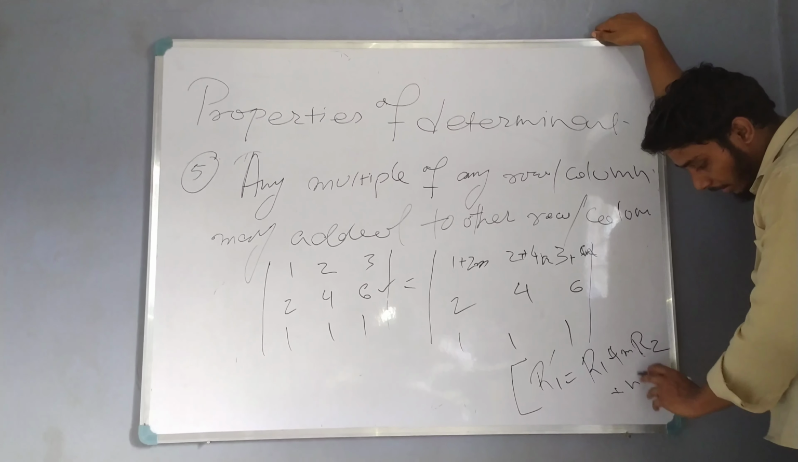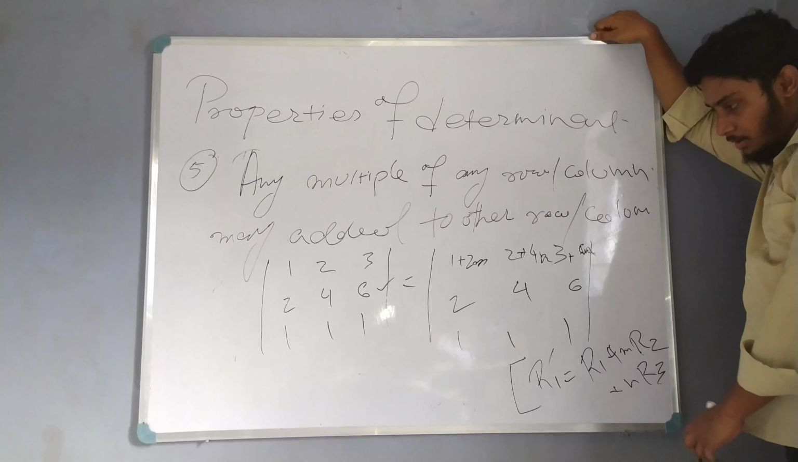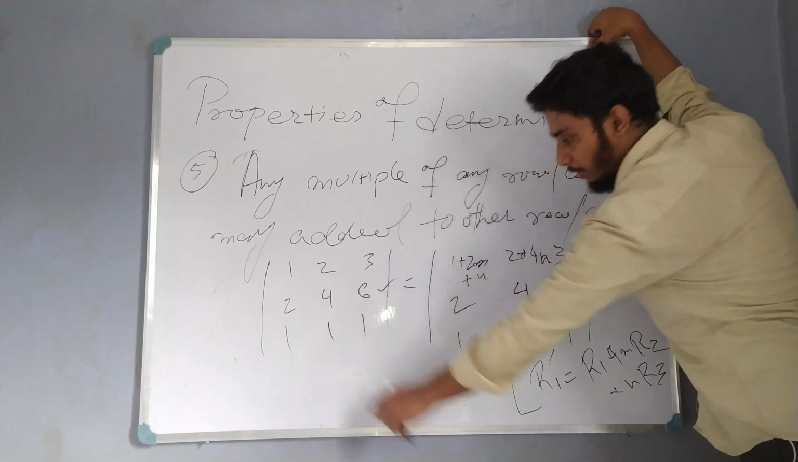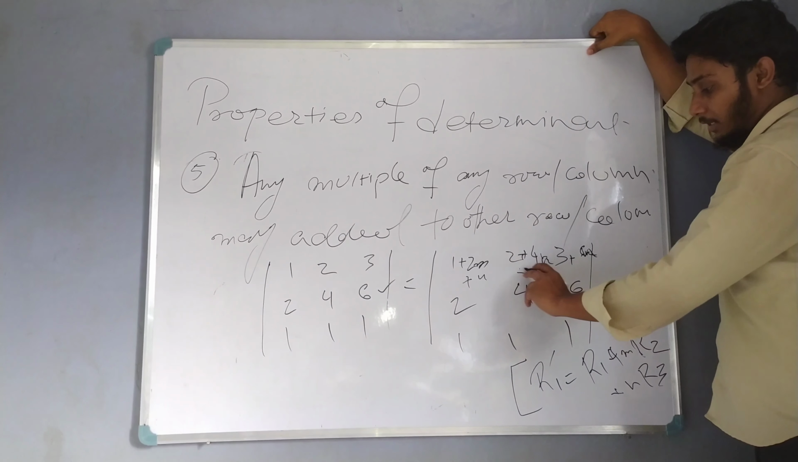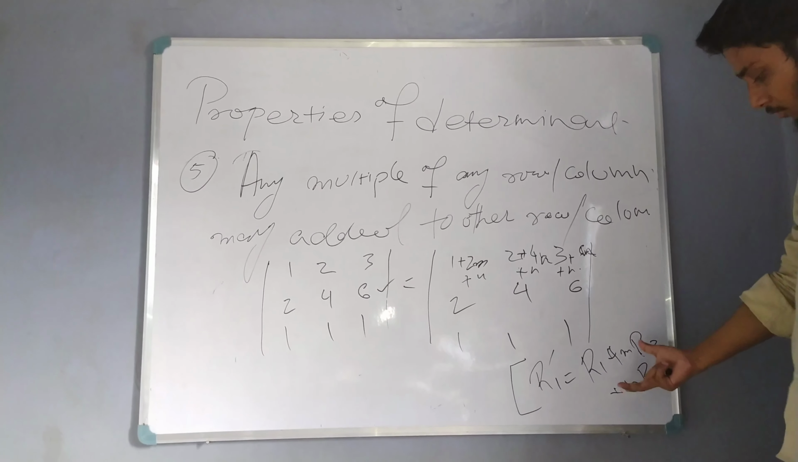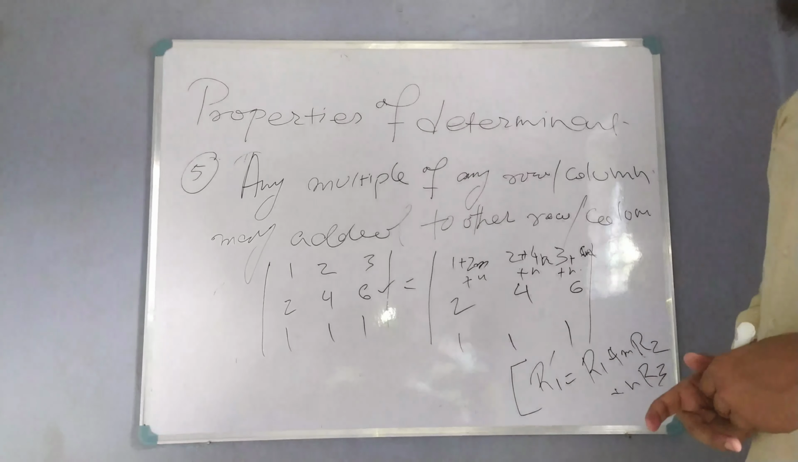Similarly, we can add nR3 also. So in that case, we will have to add n, because n multiple of the third row will be n, it will also be n. So we can do this kind of operation also.